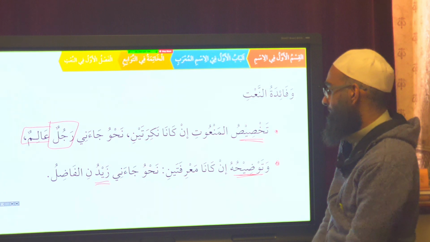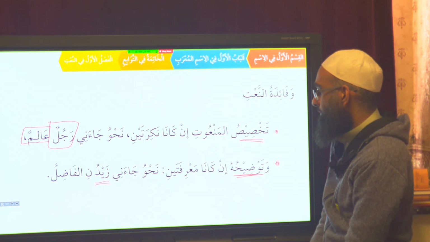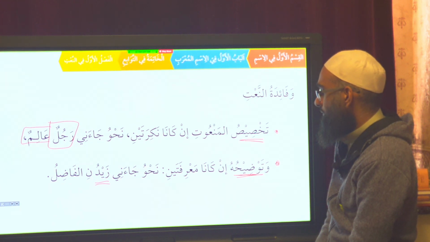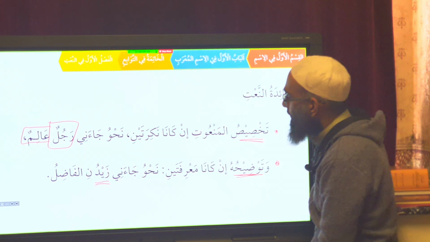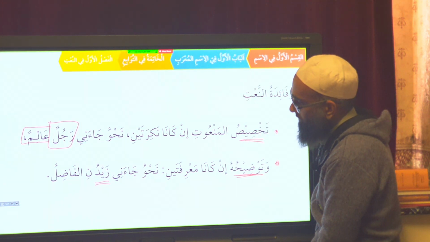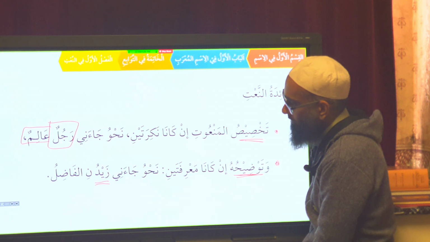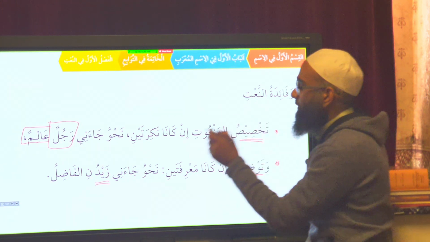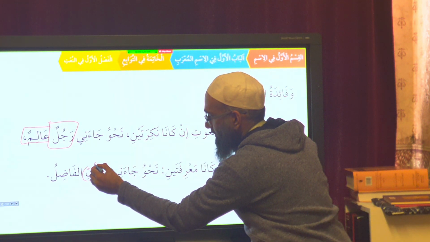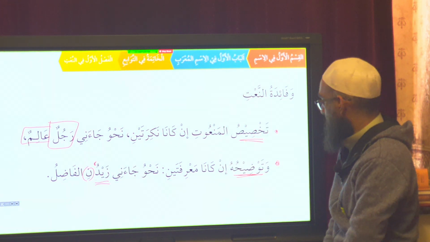Why not? How would you read it together when you join in Zaydun al-Fadil? It's not written like this, it's pronounced like this. Yeah, it's written with dhamma, but it's pronounced like this. Yeah, correct. Okay.